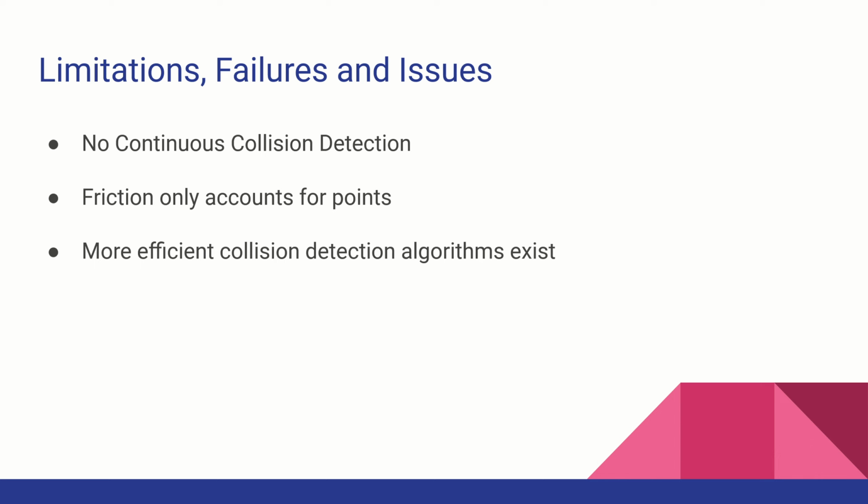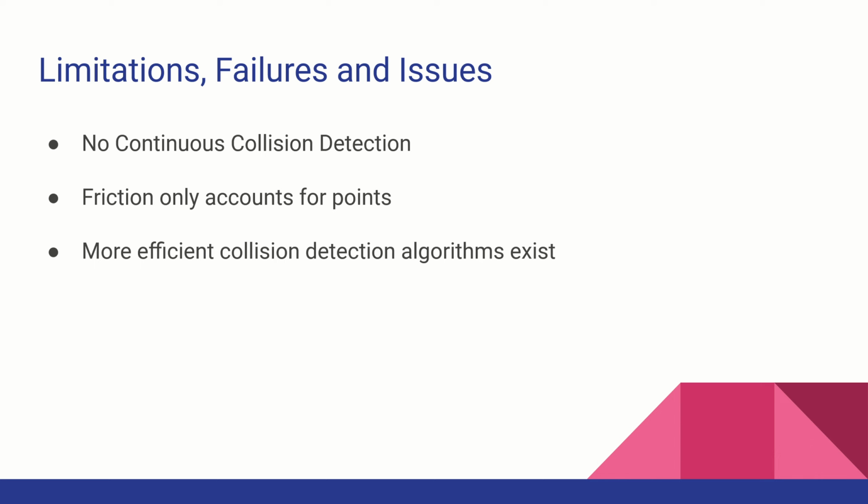Friction, the implementation I have is imperfect in the sense that collisions are a binary. They don't think about the surface area between two objects colliding, which is pretty important for friction to determine how much friction to add. It's only based off of points and whether there is a collision or there's not.